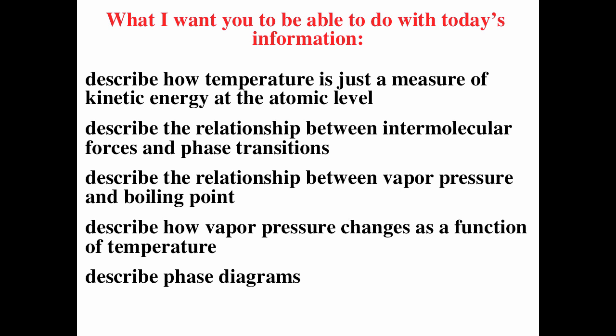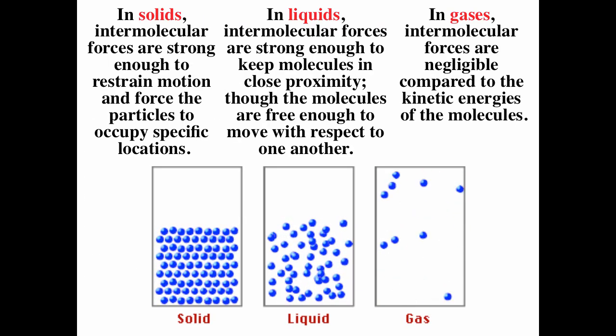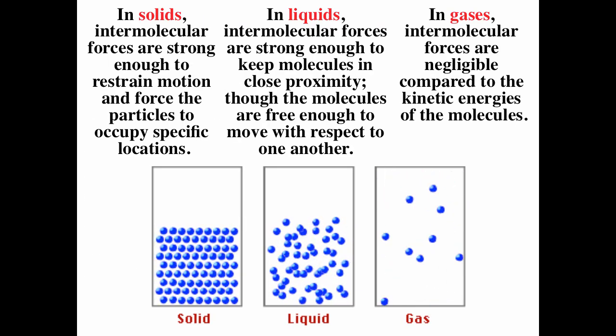After watching this video, you should be able to describe how temperature is just a measure of kinetic energy at the atomic level. You should be able to describe the relationship between intermolecular forces and phase transitions. You should be able to describe the relationship between vapor pressure and boiling point. And so we'll see that when the vapor pressure is equal to the external pressure, then the liquid boils. You should be able to describe how vapor pressure changes as a function of temperature, and you should be able to describe phase diagrams.